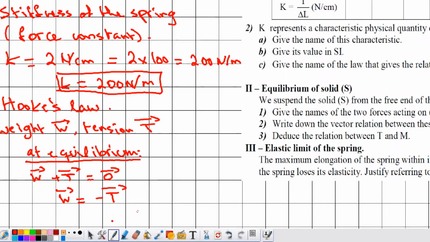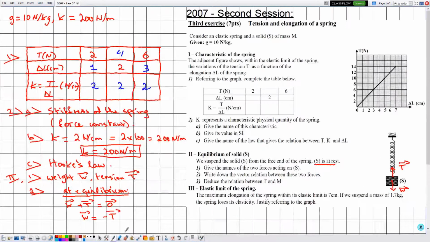So let's give the physical significance of each equation. The first equation tells us that the effect of both forces acting on the solid S cancel each other to give us the 0 vector, which is the equilibrium. Whereas the second equation means that both forces have the same line of action, opposite direction for the minus sign, and same magnitude. Let me make some space here.